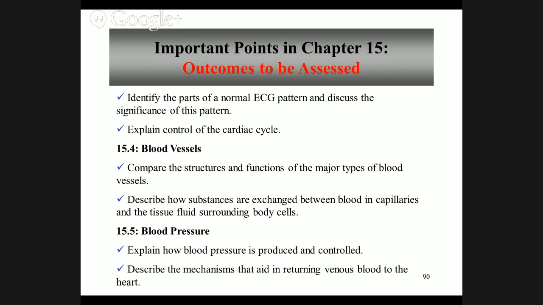What does the P wave represent? What does the QRS complex represent? What does the T wave represent? Explain how the cardiac cycle is controlled. Compare the structures and functions of the major types of blood vessels. Describe how substances are exchanged between blood and capillaries and the tissue fluid surrounding body cells.